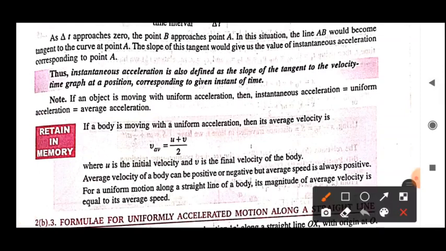So next one here, this is a very important line also. Thus instantaneous acceleration is also defined as the slope of the tangent of the velocity time graph at a position. That I have told you already, whenever you are plotting the graph, the slope of that graph at any instant of time will provide you the instantaneous acceleration.